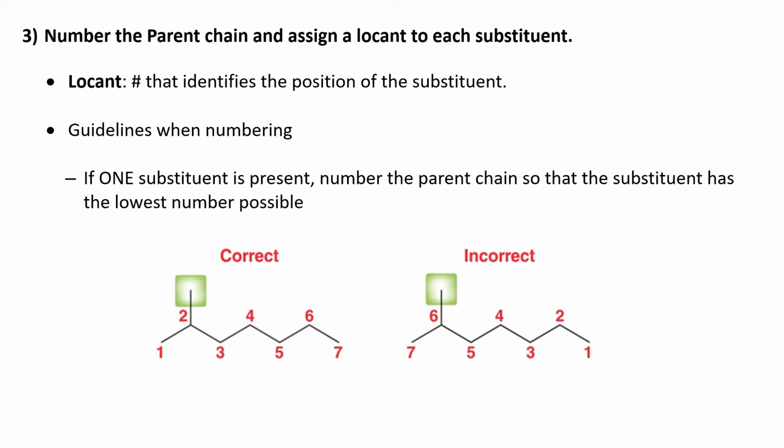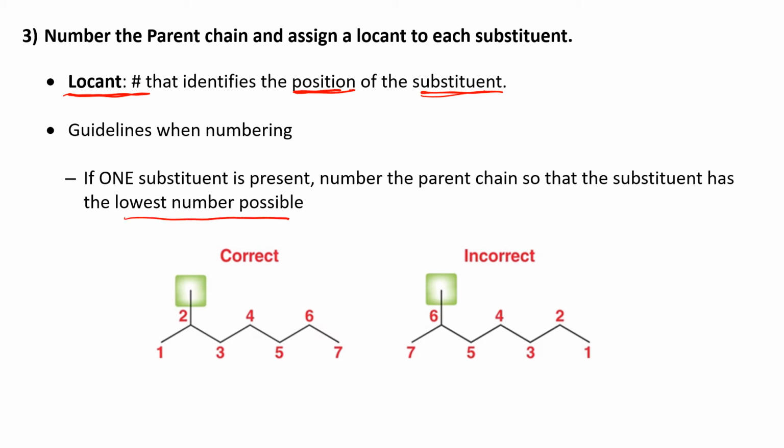All right. Next, we want to number the parent chain and assign a locant to each substituent. So after we identify the parent chain and the substituents, we're going to number the parent chain to give each substituent a number. And that's all that a locant is. It's a number that identifies the position of that substituent.